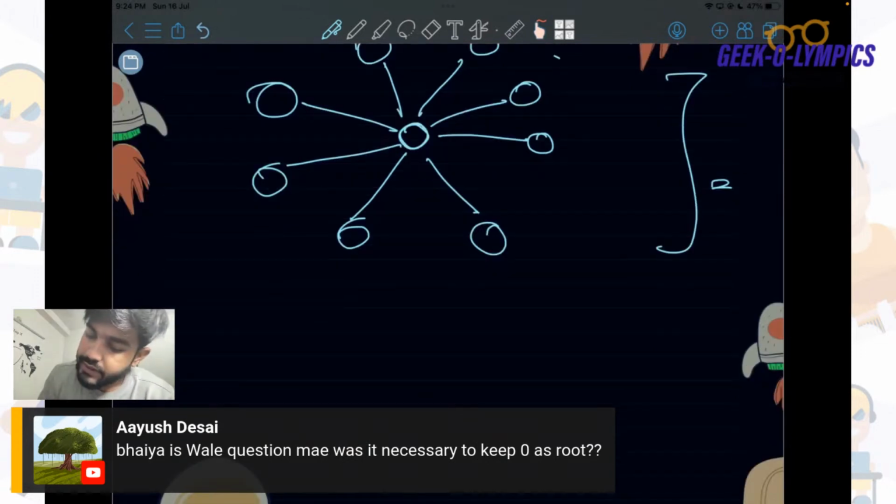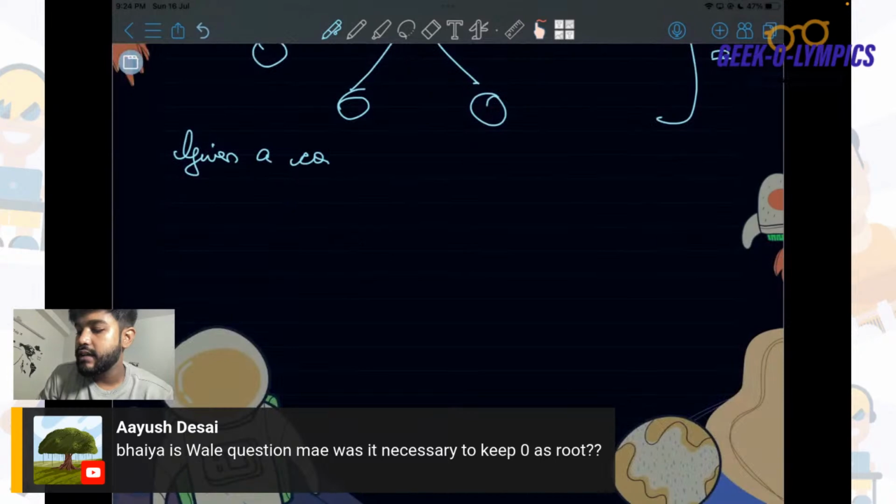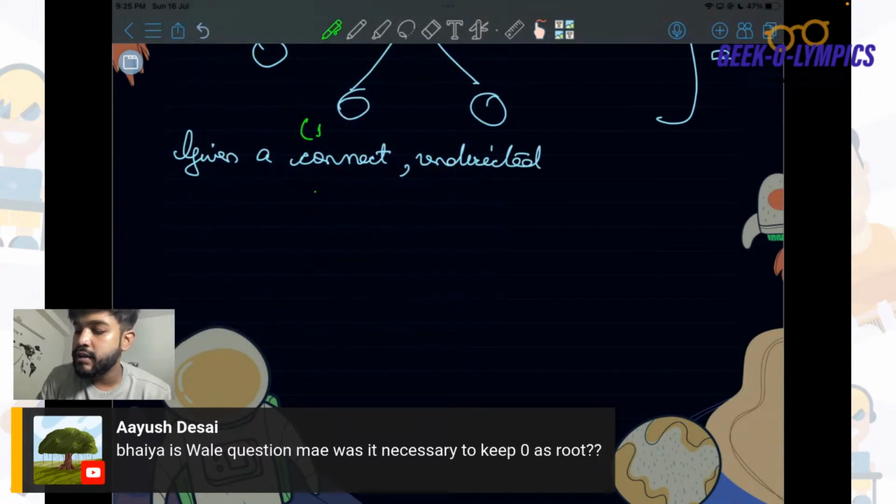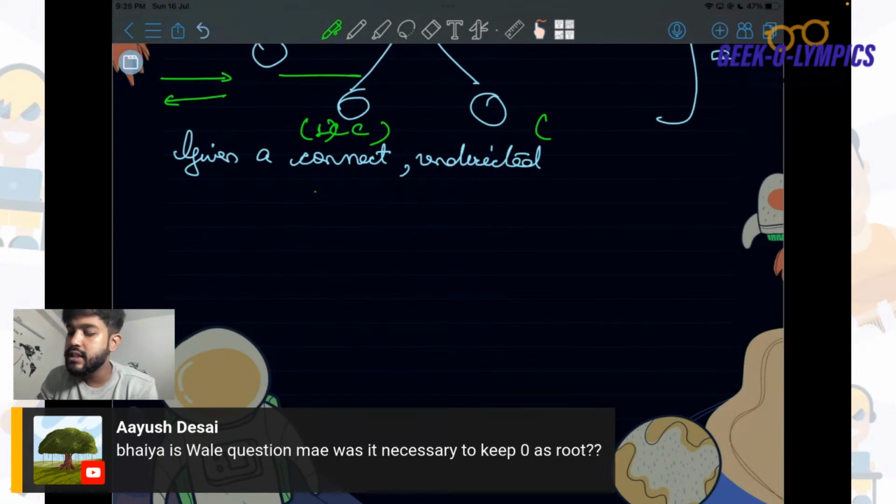a connected undirected graph. Connected means the number of connected components is 1. Undirected means the edges are not directed; you can travel the road in both ways. For example, I can go from my home to my girlfriend's home, and from her home come back to mine. It is an undirected edge.